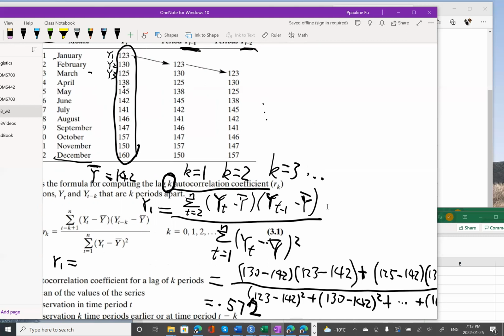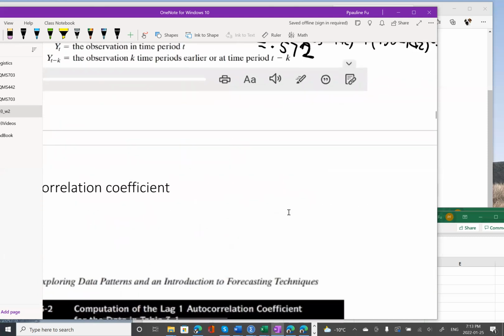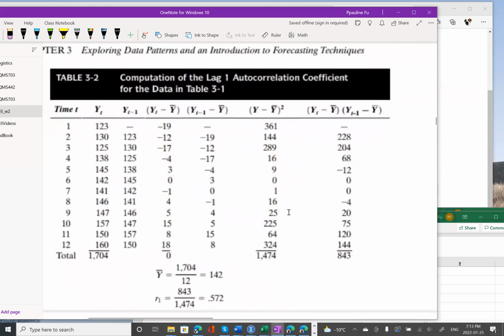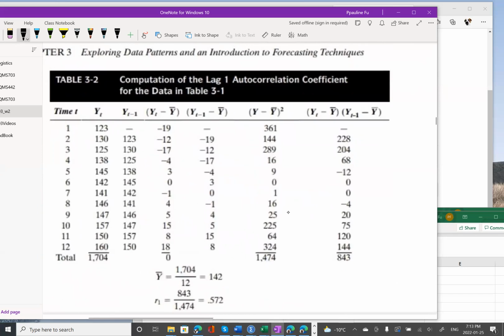When you do the specific calculation, I would suggest you use Excel to organize the data. You can use Excel to organize data in this format. You type in the original data, and you can calculate the average. Then you list lagged one period, yt minus 1, and you calculate yt minus y bar, yt minus 1 minus y bar. You follow this format, and you can do the calculation.